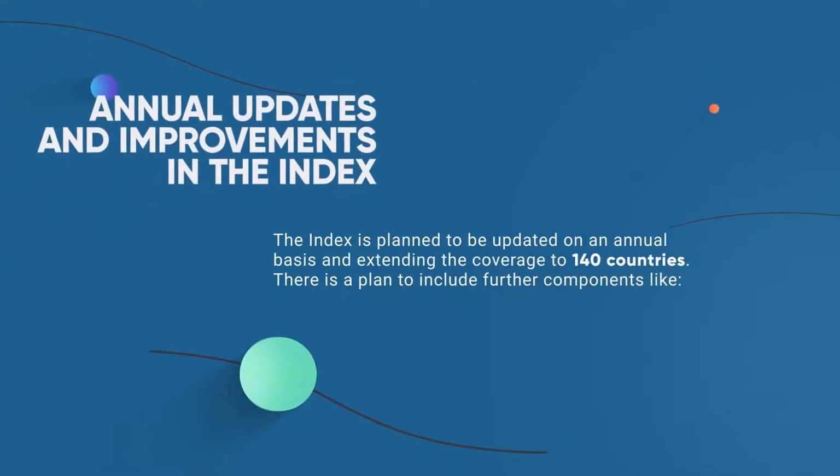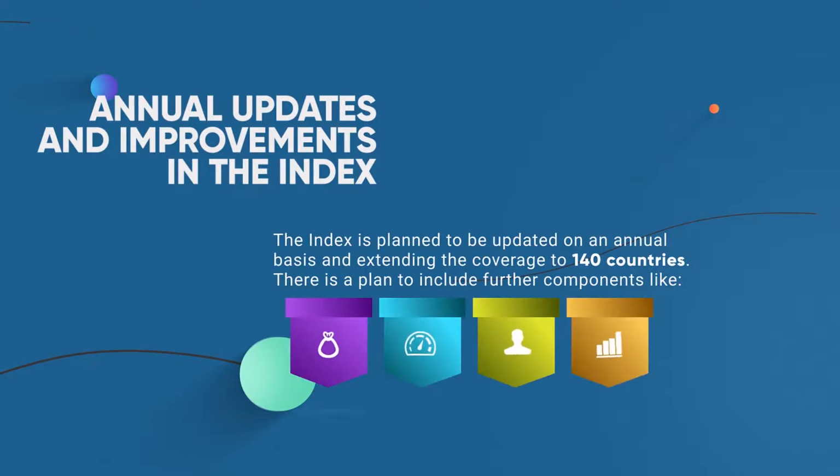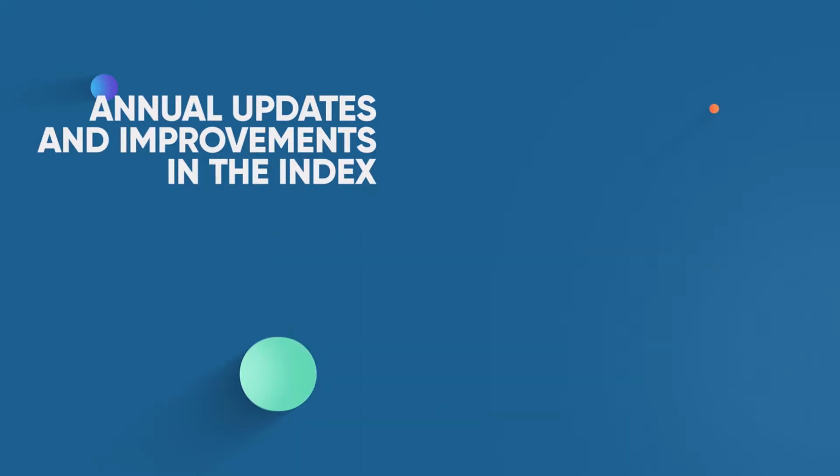Annual updates and improvements in the Labour Rights Index. Annual updates are planned. Also, extension to cover 140 countries, 25 more than the actual 115, is planned. And new components will be included, like fair treatment of part-time workers, the labour inspection system, prohibition of worst forms of child labour, and the establishment of social dialogue at the national level.